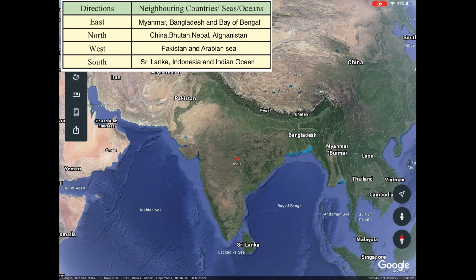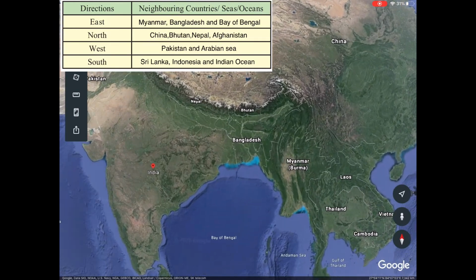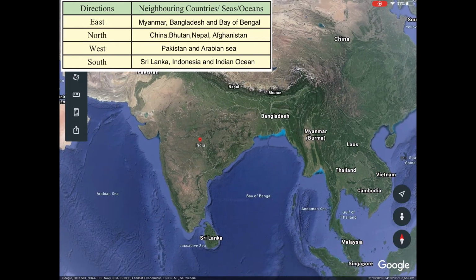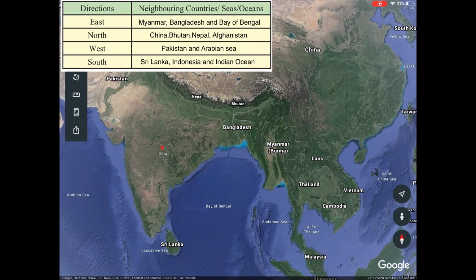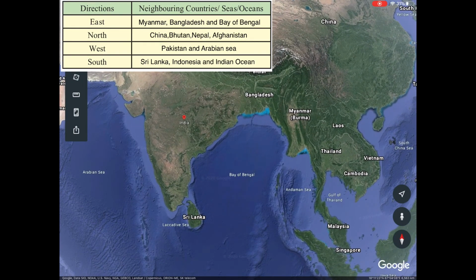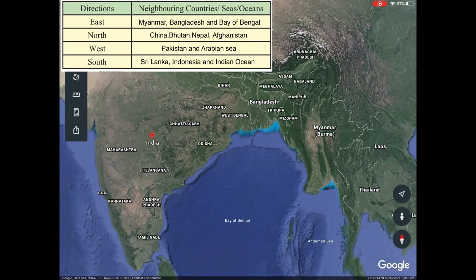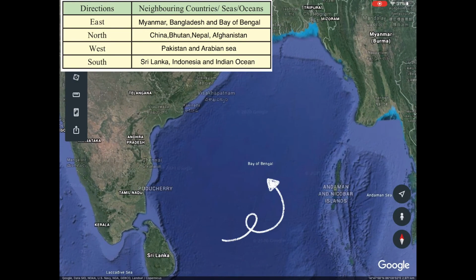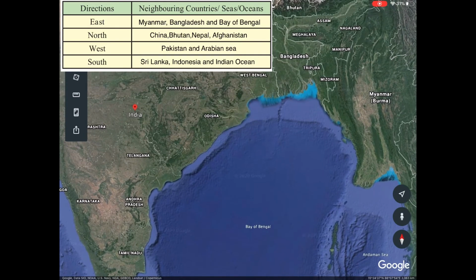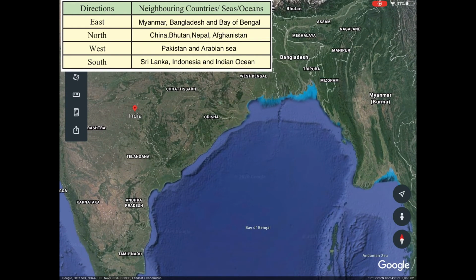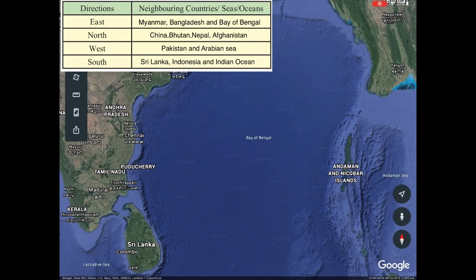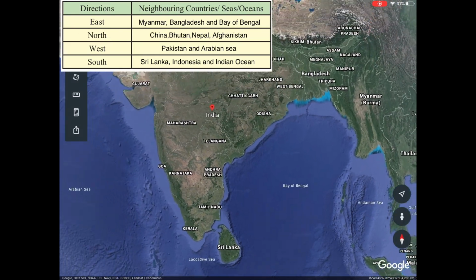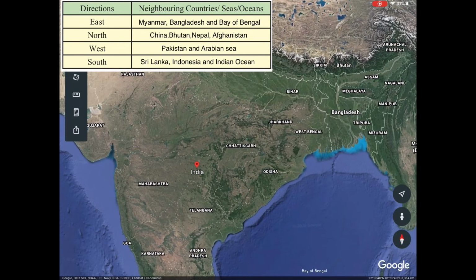Now let us name them. At the east part, we have Myanmar. As you can see over here, Myanmar in the eastern part. Then we are seeing Bangladesh as well over here. Then we have the Bay of Bengal. Now we have two neighboring countries, Myanmar and Bangladesh, at the east part, and we have a sea, which is the Bay of Bengal. So write that down over there.